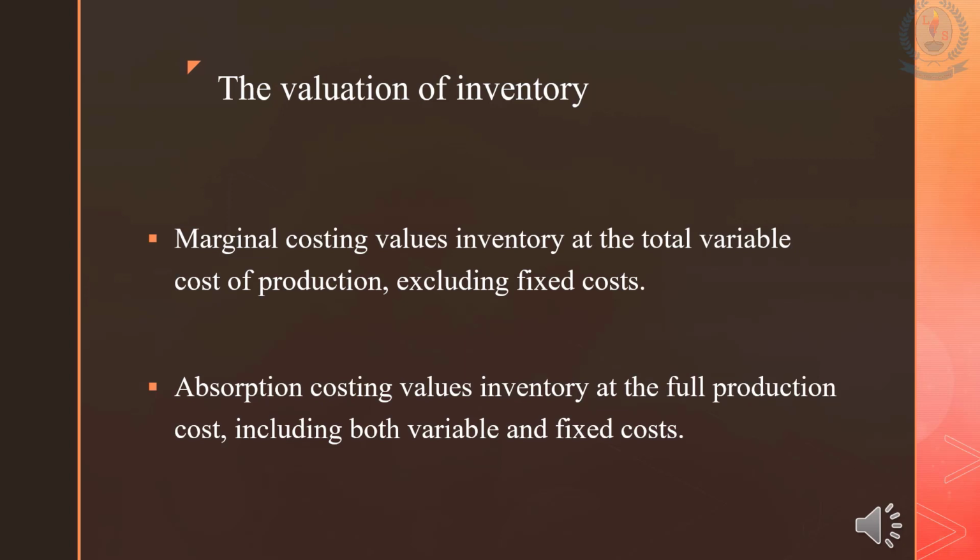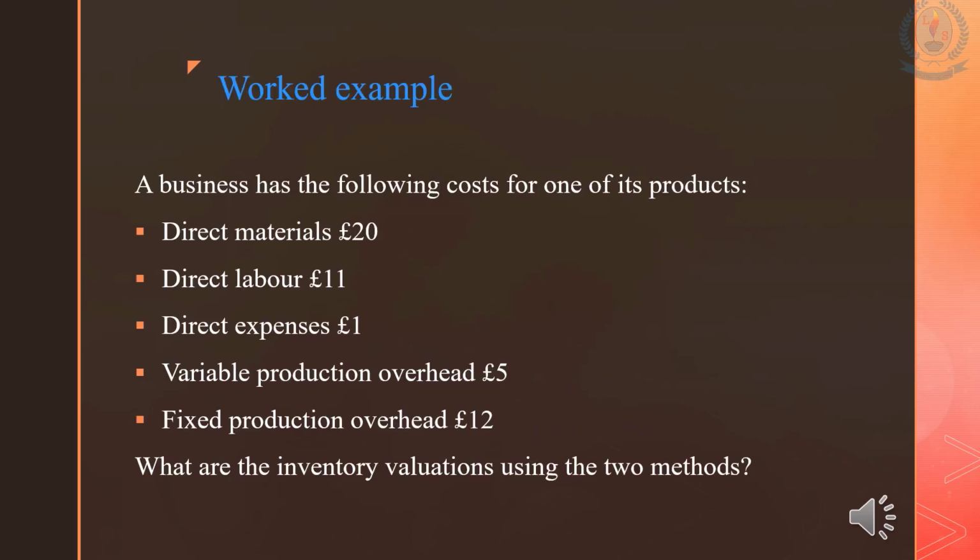Inventory valued using absorption costing will have a higher value than if valued using marginal costing, since the latter excludes the fixed cost element of cost. This will affect the profit for the year in the statement of profit or loss and other comprehensive income. In this example, you will learn how to value the inventory using both the methods.